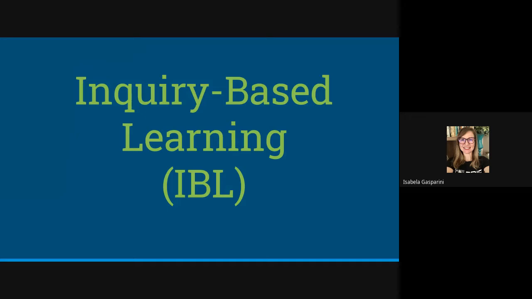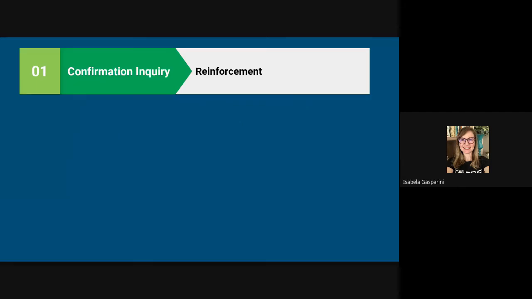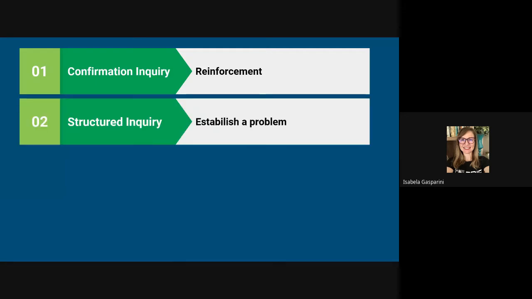Inquiry-based learning is an active, student-centered approach where the learning is stimulated by investigation and is based on a knowledge-building process. There are several categories of inquiry-based learning, such as confirmation inquiry, where students receive the questions, the method, and the results. It is useful when the teacher's goal is to reinforce an idea previously introduced or for students to practice a specific phase of research, such as collecting data.